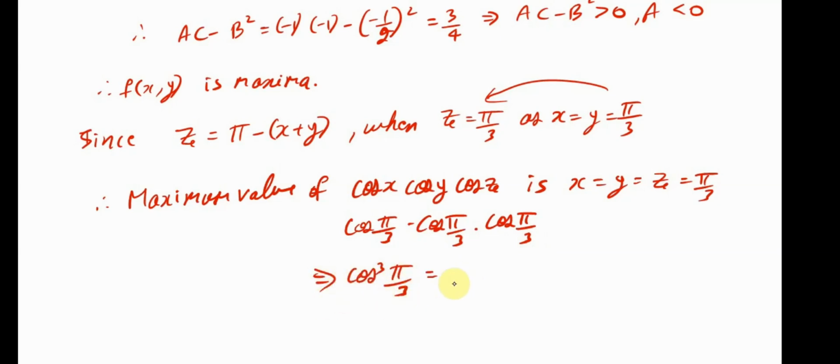So that implies this is possible when it is 1 by 8. So this must be 1 by 2 into 1 by 2 into 1 by 2. You can do it in calculator. I have shown in the right hand side here, student. Easily you can find out what is cos pi by 3, and therefore this is our maximum value.